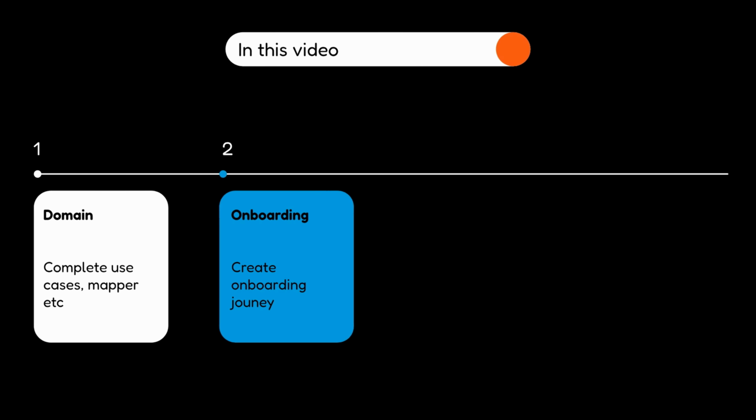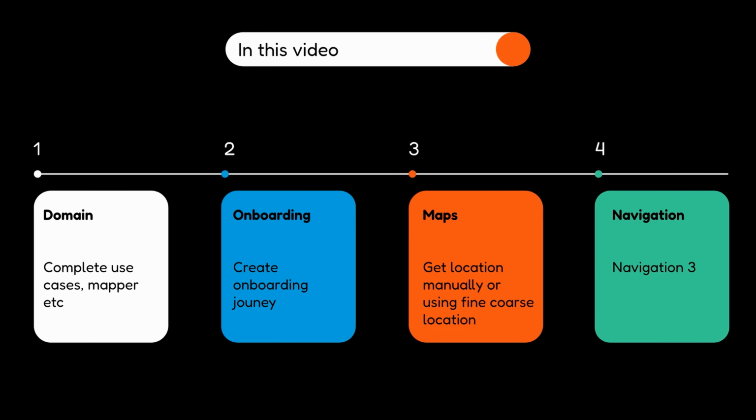In this part, we'll be completing our domain module, creating an onboarding journey with manual and automatic location selection, and building a settings screen. We'll also look at how to implement permissions, use the new Navigation 3 library, and animate maps. So stay tuned and let's get our hands on the code. So let's get started. We'll begin by creating the domain module.